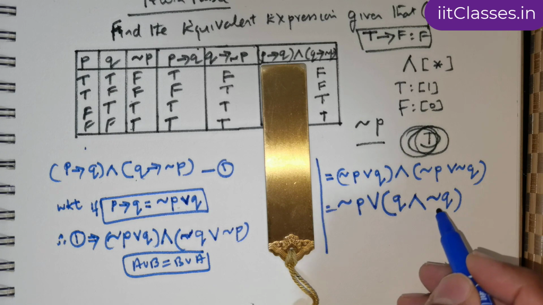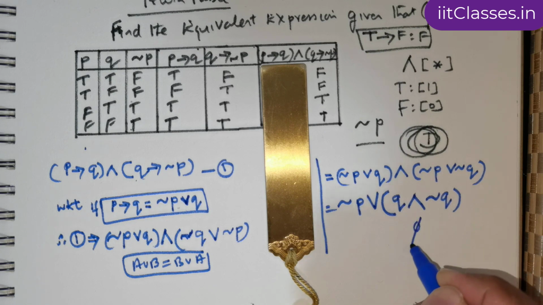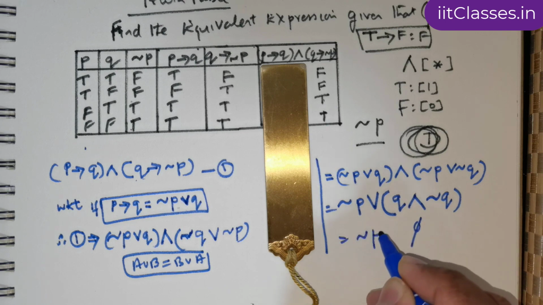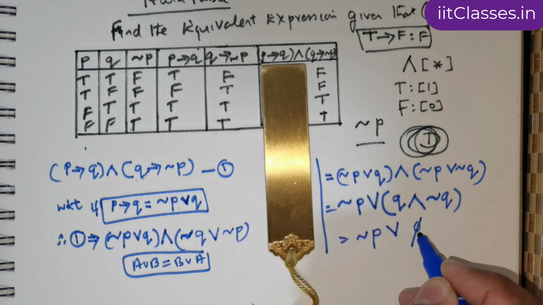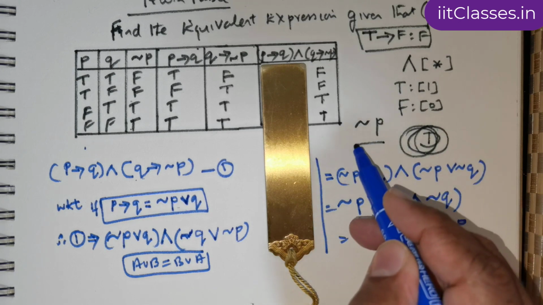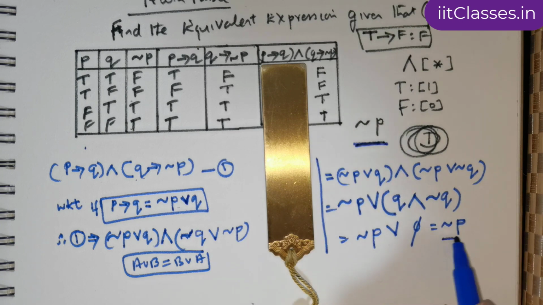Now Q intersection its complement will give us phi. That's nothing but the empty set. Now this is nothing but negation of P union with phi, which will give us negation of P, which is what we have obtained using the truth table. So without even the truth table, it is possible to obtain the outcome for this particular question.